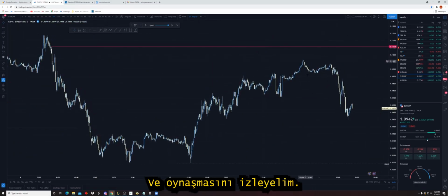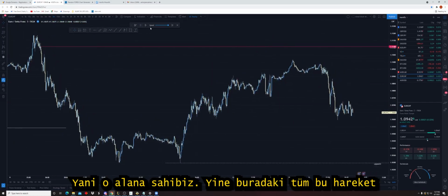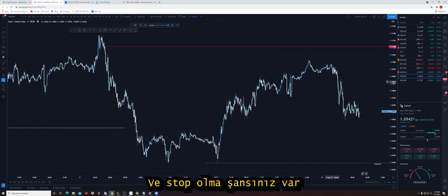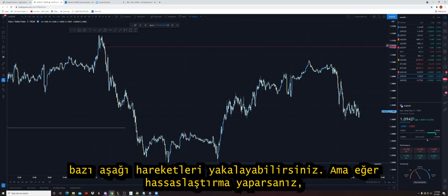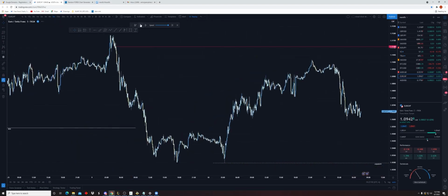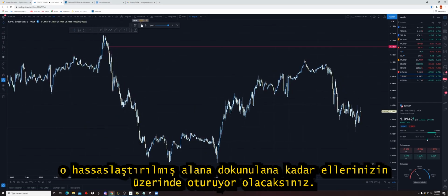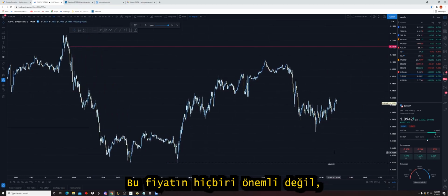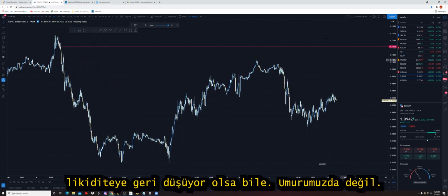So we have that area. Again, all this movement here, even though it's breaking down in structure, was inside of that 4-hour area. And there's a chance that you get stopped out. Or in some cases, you might be able to catch some of the down moves into this. But if you refine, you are going to be sitting on your hands until that refined area is tapped. Okay, so we're waiting for that area to get tapped. Again, none of this price matters. Even though it's heading back down to liquidity, we don't care. We only care about price if it gets to this area.